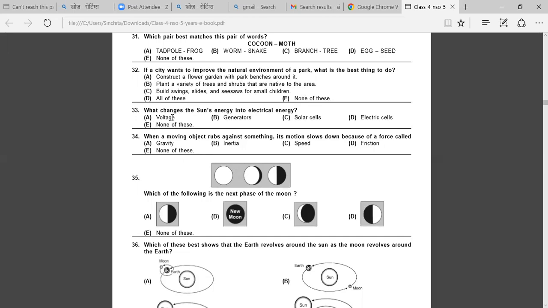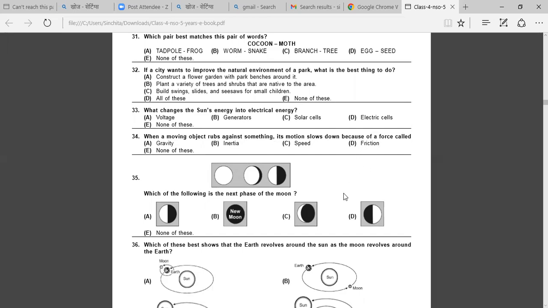Number 33, which changes the sun's energy into electrical energy? It will be the solar energy. Number C. When a moving object rubs against something, its motion slows down because of a force called friction. Whenever a moving object goes in motion, it has friction with another object, so its motion slows down. So the correct answer is friction.